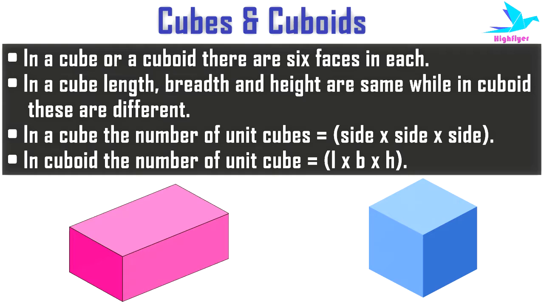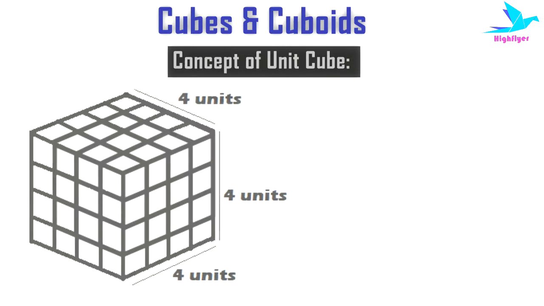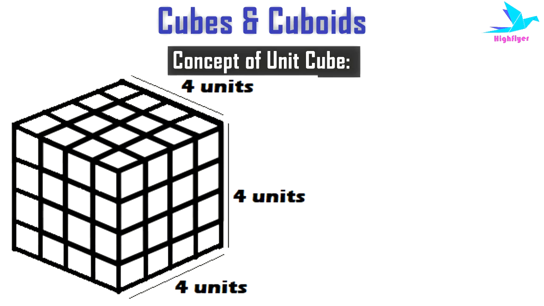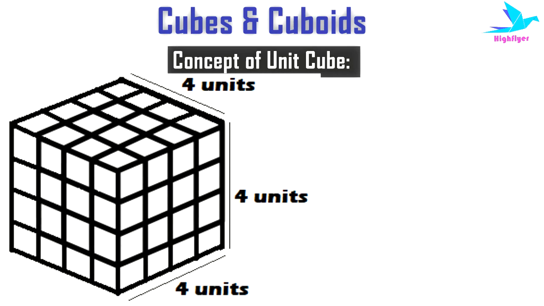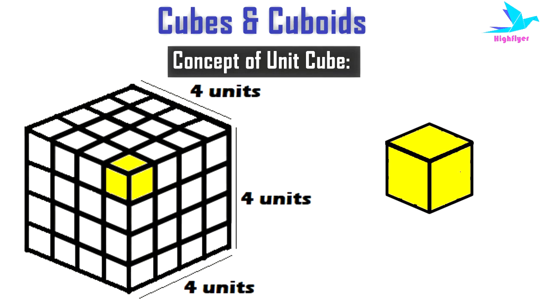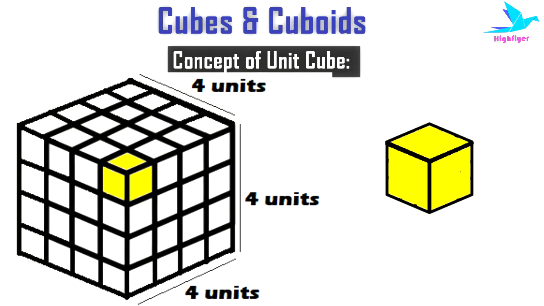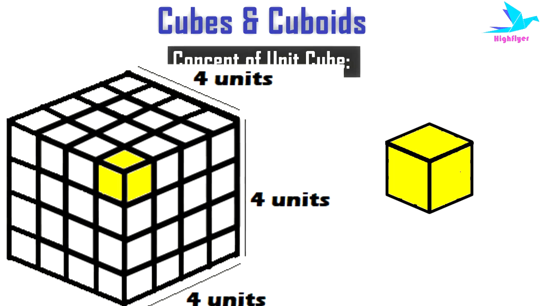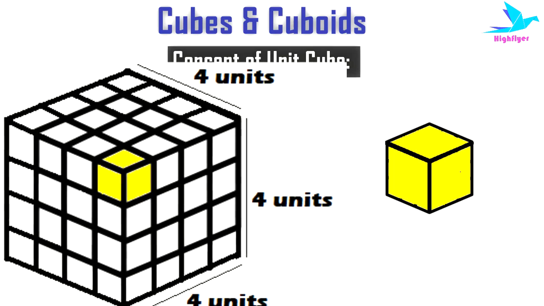In a cube, the number of cube units equals side cubed. In a cuboid, the number of cube units equals length times breadth times height. Now what are cube units? If we see this as a cube of 4 by 4 length and breadth, and we split it into smaller cubes of 1 unit length, breadth and height each, then the small cube is called a unit cube.